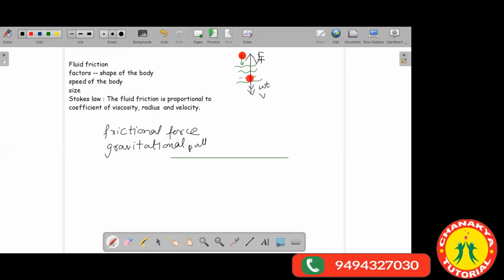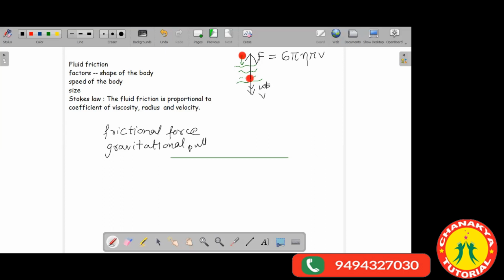Now, the problem is that the frictional force depends on the velocity. The formula for the frictional force is given as F equals 6 pi eta R v. So this force depends on the properties of the material, that is the coefficient of viscosity, it depends on the size, and it depends on the velocity. If the speed of the ball increases, there will be a greater amount of frictional force offered by the air.